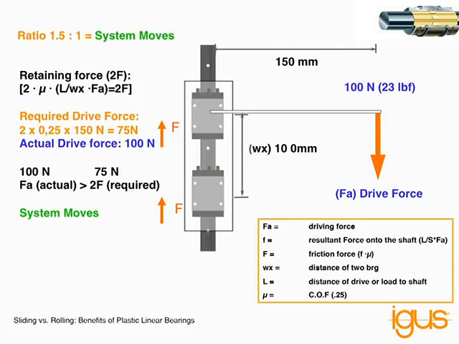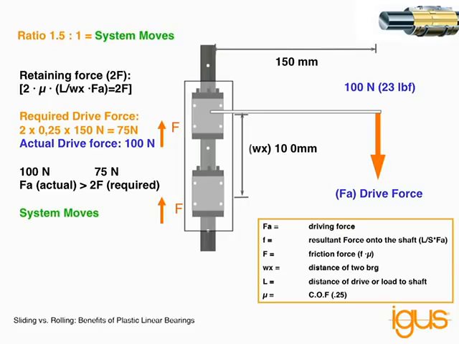First, we're going to look at a system that's designed properly, that's working well. You can see I have a single rail here, and I have 2 bearings that are spaced 100 millimeters apart, and I have a drive force that's located 150 millimeters away. That means there's a ratio of 1.5 to 1. So according to the 2-to-1 rule, everything's going to work okay.